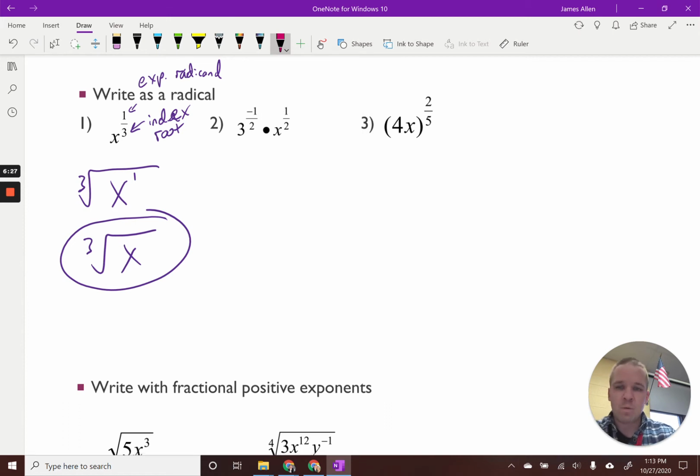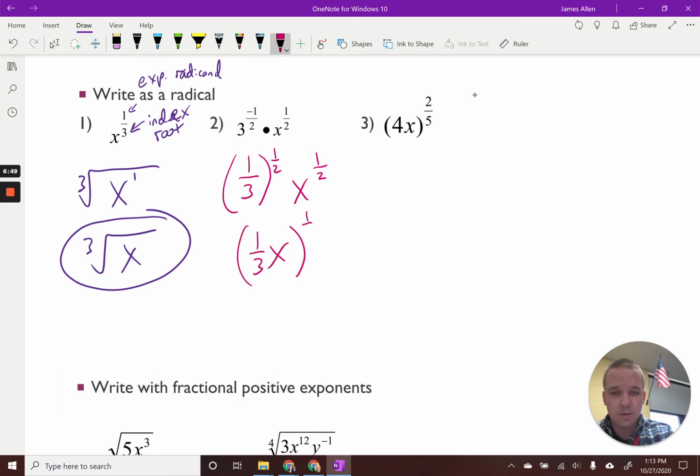So here, what can I do? I'm thinking, what if I were to rewrite the 3 to the negative 1/2 as 1 divided by 3 to the positive 1/2. And I have x to the positive 1/2. So now both of these are raised to the 1/2, so I can have this as 1/3 x to the 1/2, which could be written as the square root of 1/3 x, okay? Or we could rewrite that as the square root of x over 3. Now, it doesn't say to simplify this, so this would be okay.